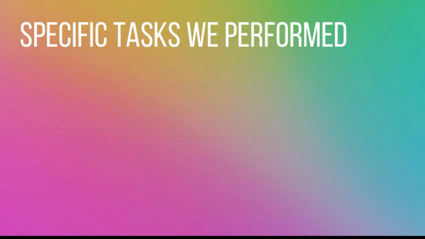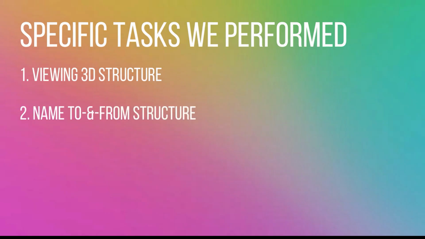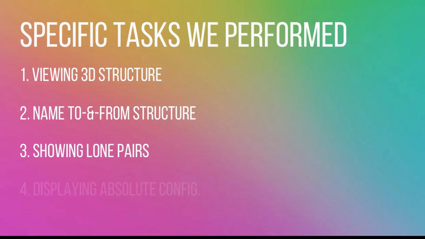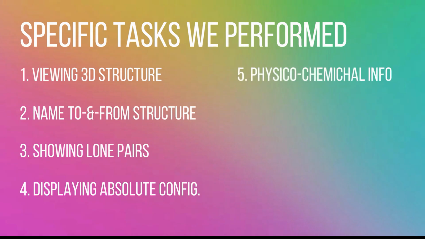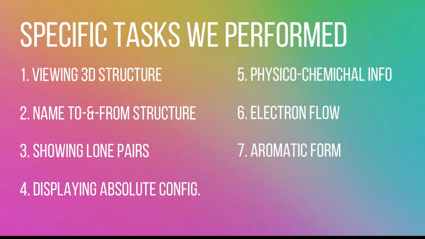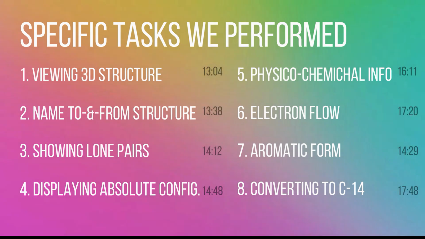We also taught you how to perform specific tasks in MarvinSketch, like viewing the 3D structure of the molecule, getting the name and structure of a molecule from each other, showing the lone pairs of heteroatoms, displaying the absolute configuration of stereocenters, generating physico-chemical information, showing the electron flow in homolytic and heterolytic cleavage, showing the aromatic form of benzene, and showing that one of our carbon atoms is C14. These are the timestamps for those specific tasks.